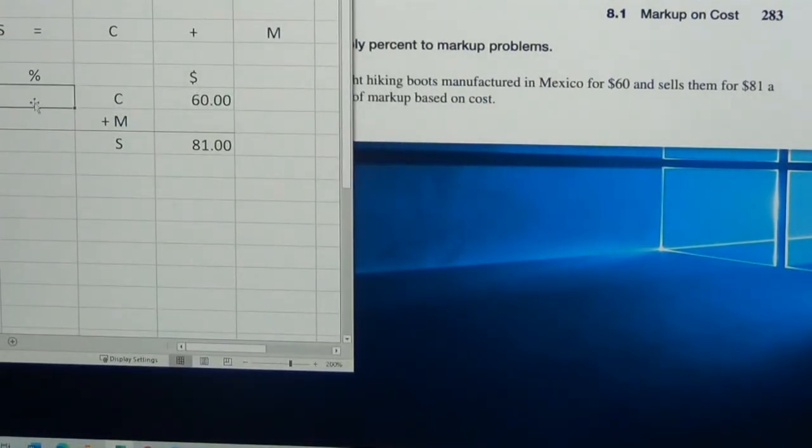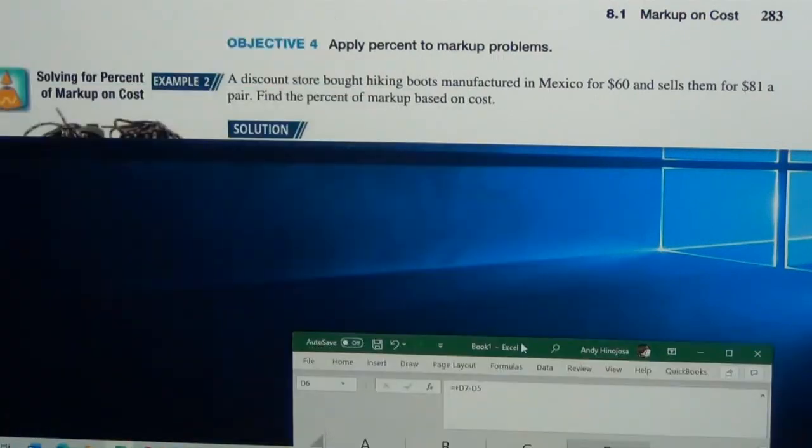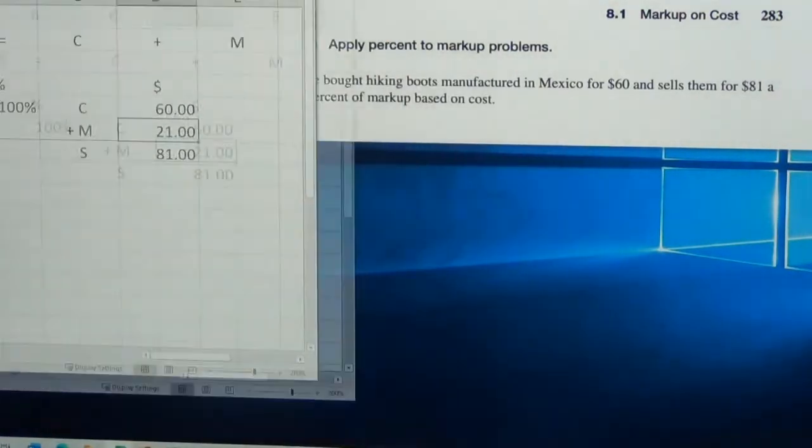What do I know? I know that cost is 100%. That's all I need to know. From here I can pretty much solve everything. So to find the markup in dollars, I'm simply going to take the difference between 81 minus the 60. So now I have the markup in dollar amounts. And if you remember the formulas, in order to come up with our markup percentage, that's what it's asking for: find percent markup based on cost.